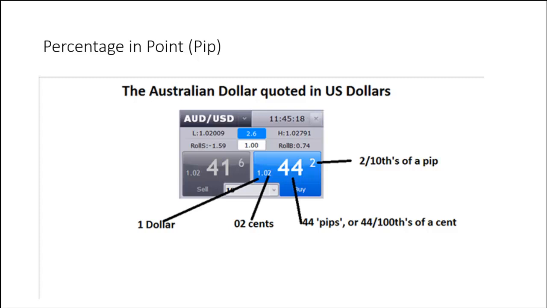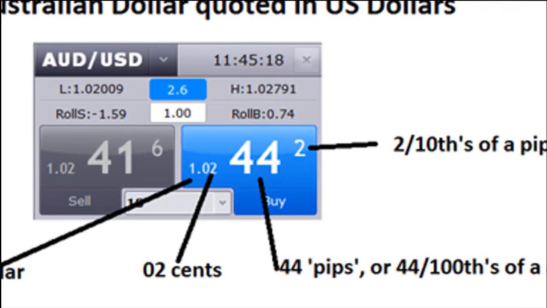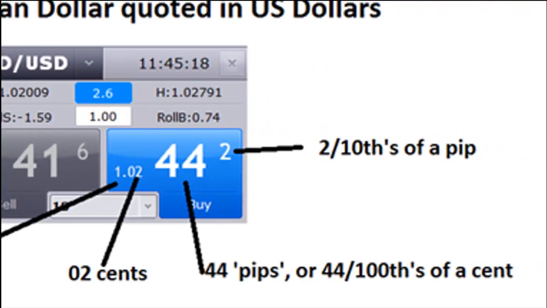The pips are done this way. The big number, the 1, let's just zoom in for a second. The big number, the number 1, is the $1. The 2 cents is the next 2 digits. Well, you're used to that. You're used to saying $1 and 2 cents, aren't you? The pips are the numbers which follow. In this case, it happens to be 44, which is 44 100ths of a cent. Hence, it's called a pip. It's so small, it's 100ths of a cent.